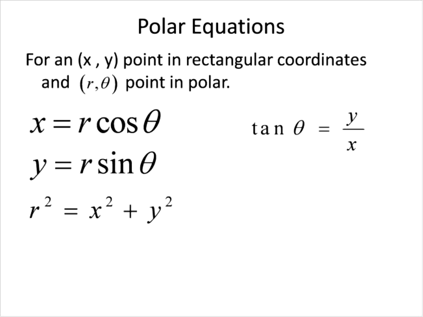Okay. Polar equations: the relationships that you need to know to convert from polar to rectangular coordinates are these. That x is r times the cosine of theta, y is r times the sine of theta. You can get r squared by taking x squared plus y squared, and the tangent is always going to be y over x.